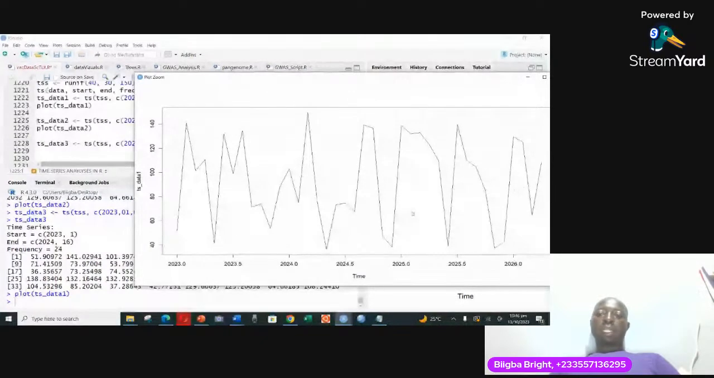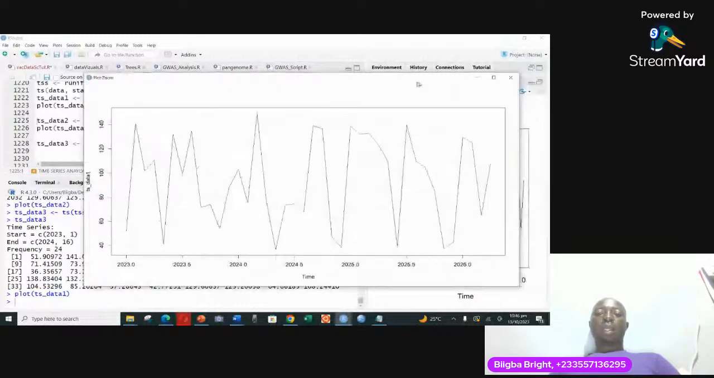Because this is simulated data, that's why you are seeing it so zigzag like that. If it were real-time data, you would notice that there's a point the rainfall pattern will peak, and there's a point the rainfall pattern will come down. You're not going to get it this way. But this is just an example to let you know how it works.